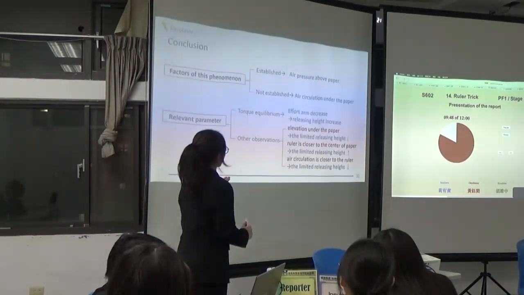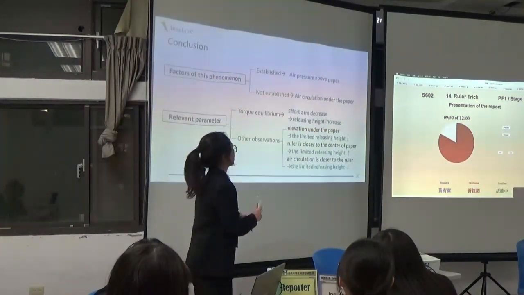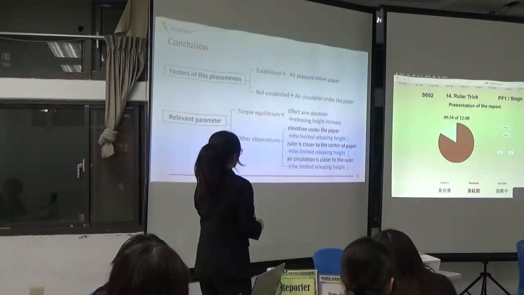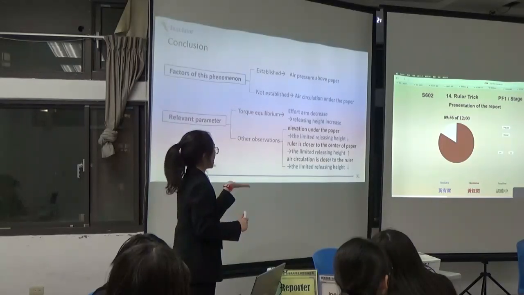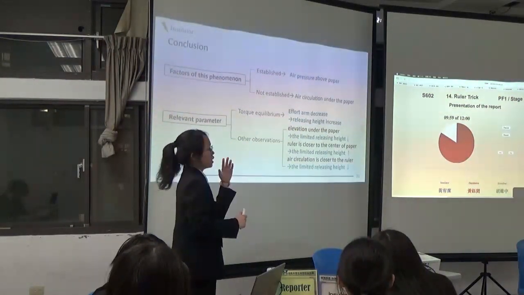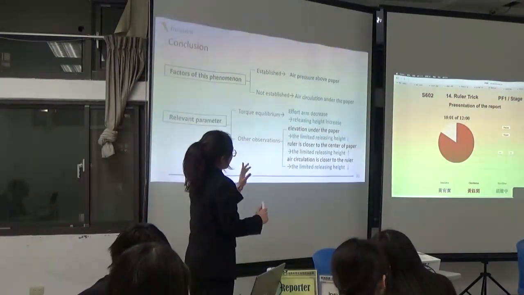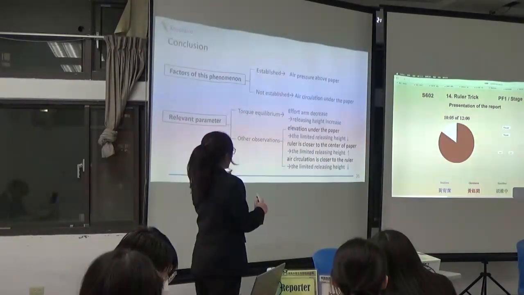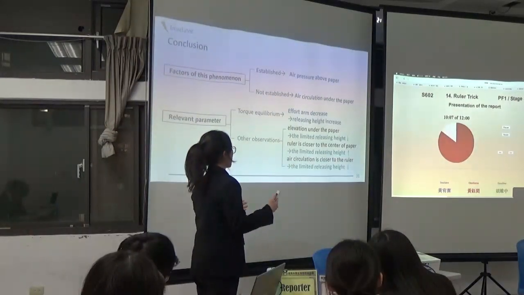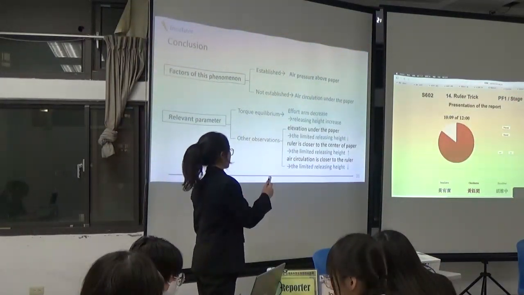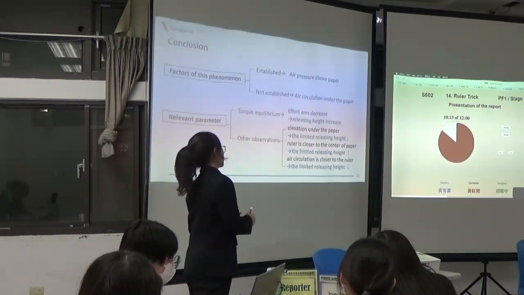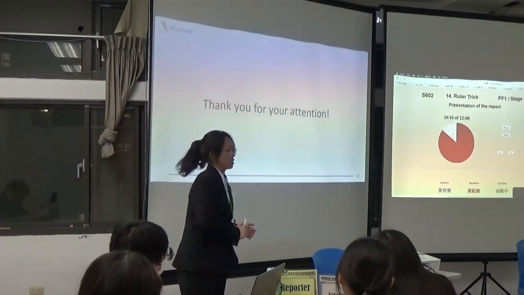Now I'm going to talk about the relevant parameters. First, we use the torque equilibrium, and we found that when the weight decreases, the releasing height will increase. Another observation we made is when we put the elevation under the paper, delta A will increase, and it will make the releasing height decrease. And when the ruler is closer to the center of the paper, the limited releasing height will increase. And when the air circulation is closer to the ruler, the limited releasing height will decrease. Thank you for your attention.